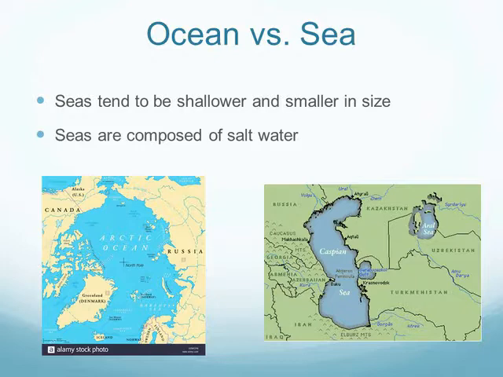Okay, but why do I have an image of the Arctic Ocean over here? Is it just to depict what an ocean is compared to a sea? Let's look at this. Should we actually be calling the Arctic Ocean an Arctic Sea, perhaps?